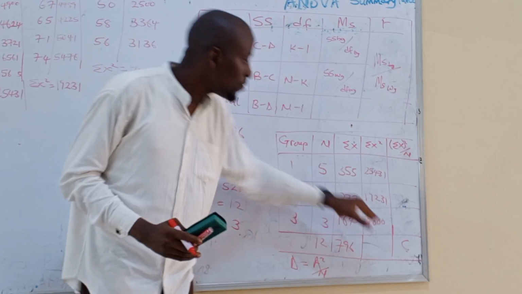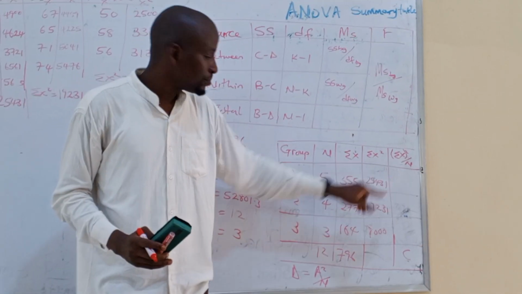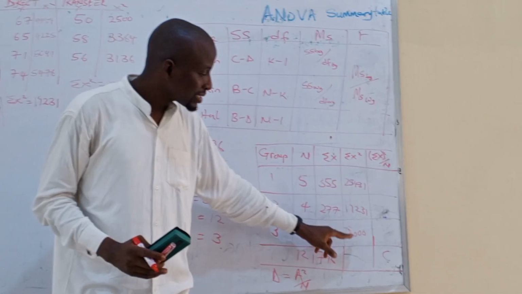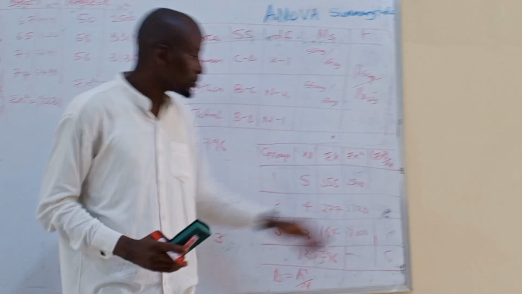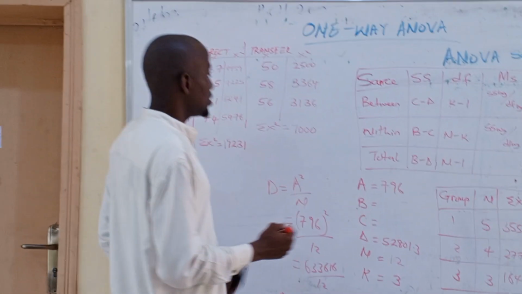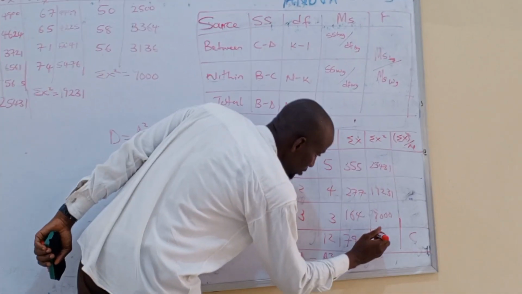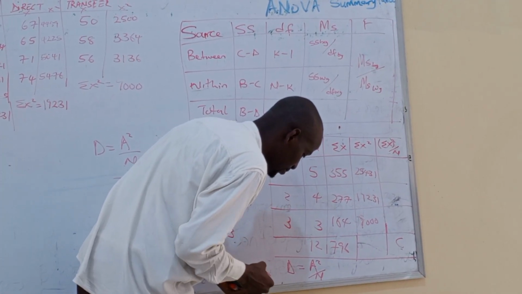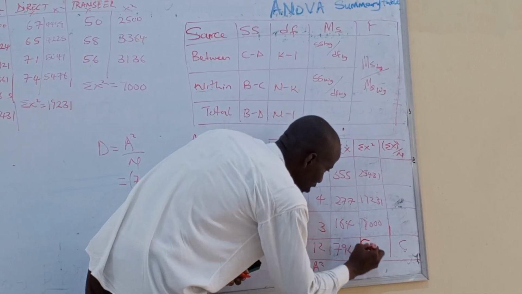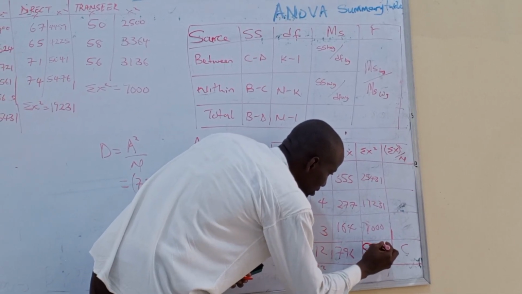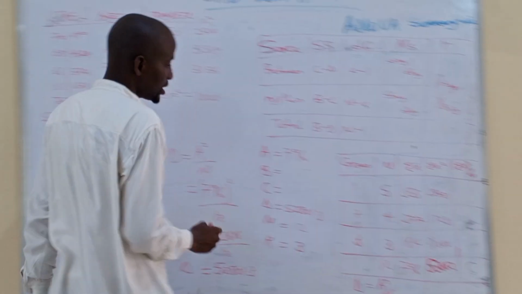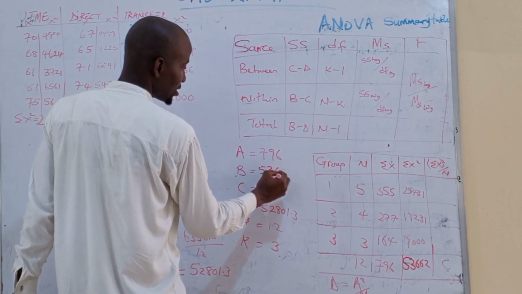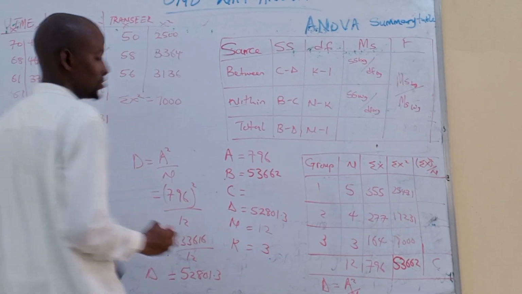To get our b value: 25431 plus 19231 plus 9000. That will give us what? 53662. So it implies that here now our B will be 53662.